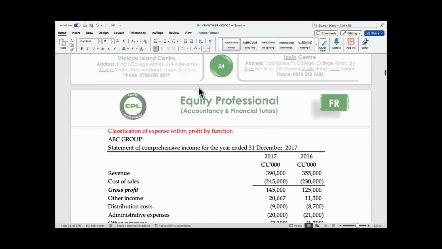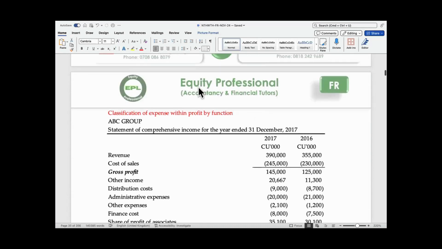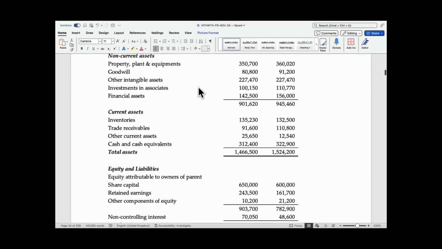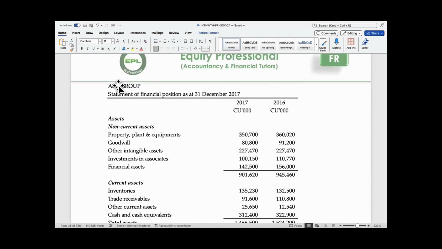Finally, talking about the structure and content, you will see that in all the statements that I've shown you, the name of the entity must start first. You will see ABC Group. Then the title of that statement, Statement of Financial Position, as at, is important for us. And the period, the date you are preparing it to, very important. If you put it in the exam, I think they give you half mark in the exam. Half. It's very important you put it.